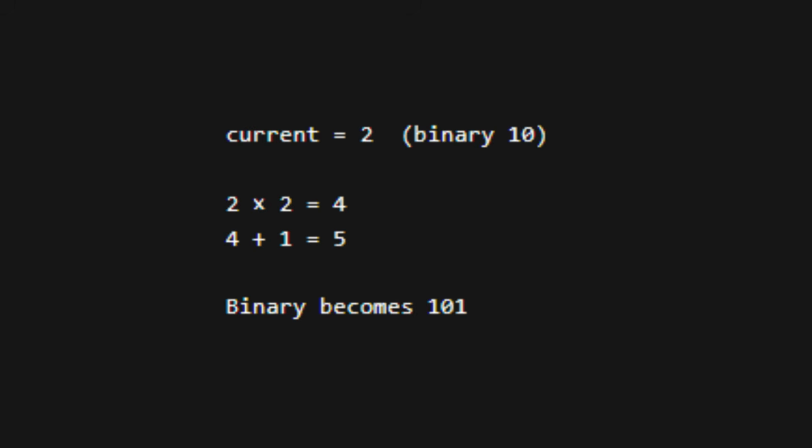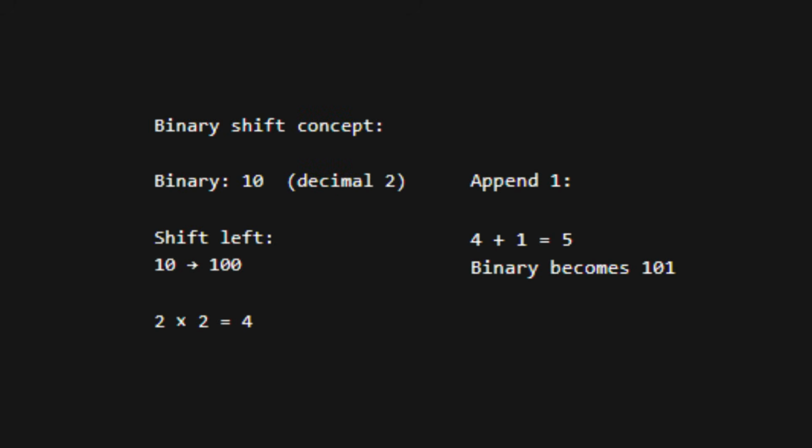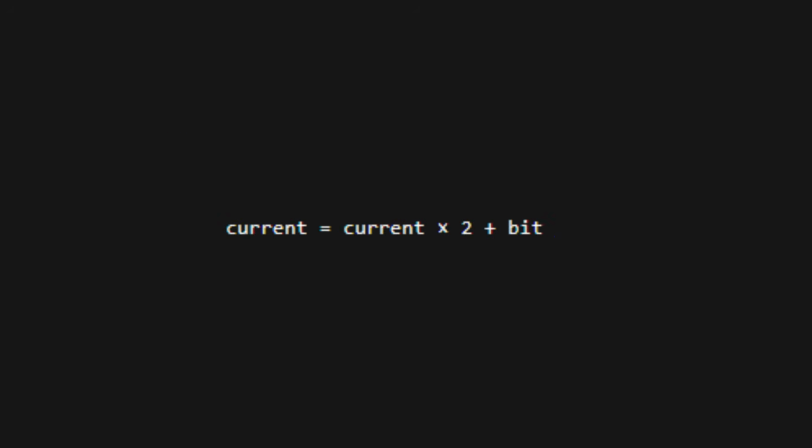4 plus 1 is 5. And 5 in binary is 101. So multiplying by 2 shifts everything left. Adding 0 or 1 places the new digit at the end. So at every node, we just do current equals current multiplied by 2 plus node value. That's the entire trick of this problem.